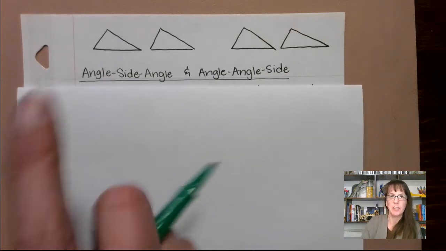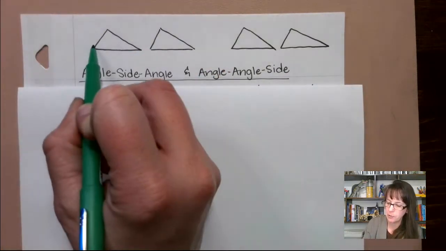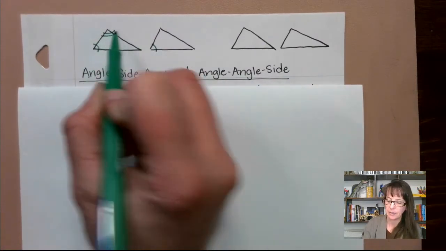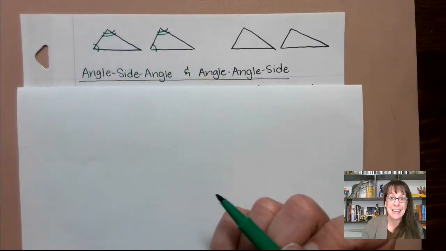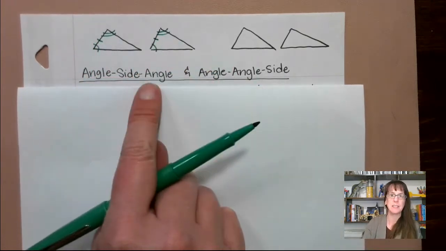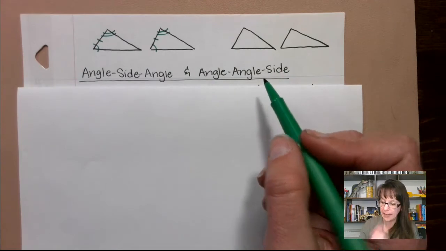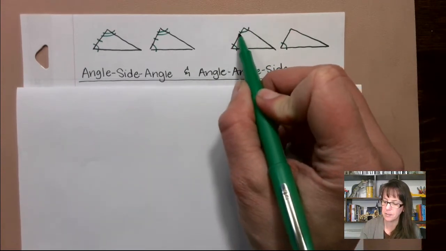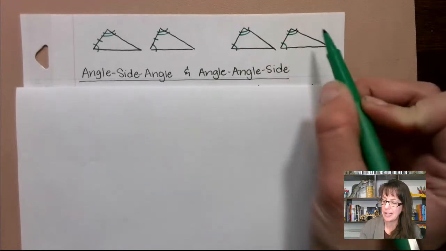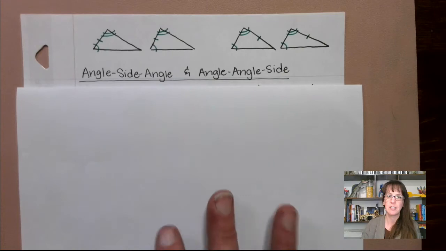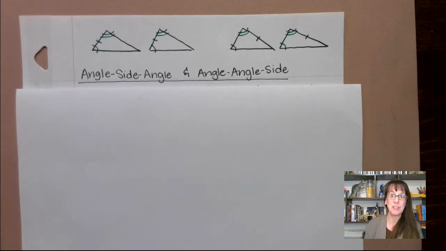This one, when we have two triangles and we've proven that one angle is congruent to the other, and then another angle is congruent to the other, and the side in between them is also congruent, that is angle, side, angle. Angle, angle, side is where we have two congruent angles similar to the last one, but a side that is not included in the middle of those angles. So once we have that, we can prove that these triangles are congruent.